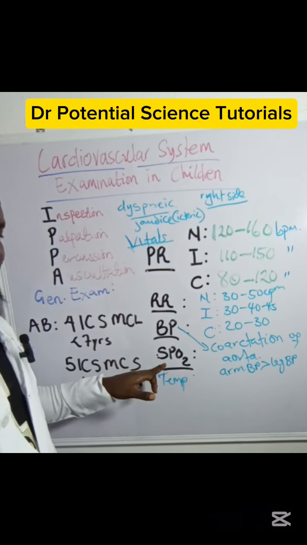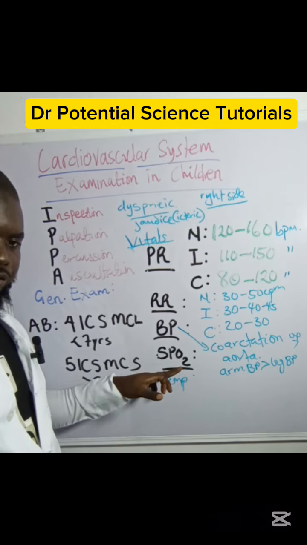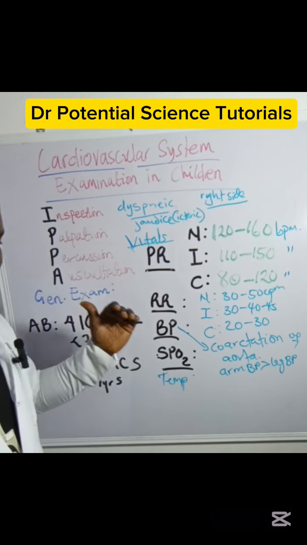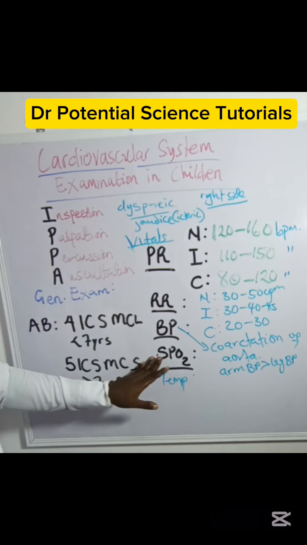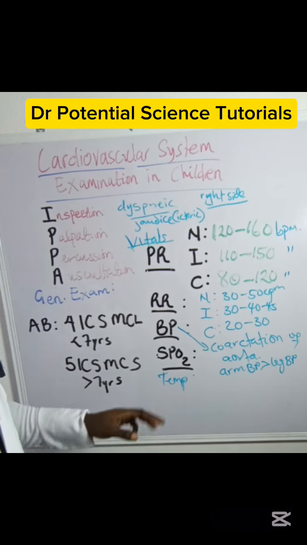SpO2, that's the saturated partial pressure of oxygen. In children, we usually target 94%. 94 to 100 is normal. That's using your pulse oximeter.